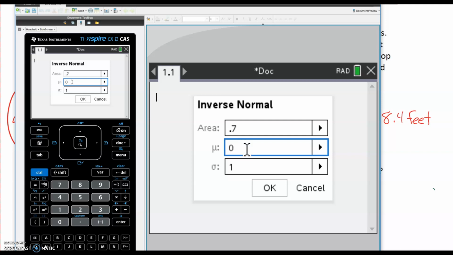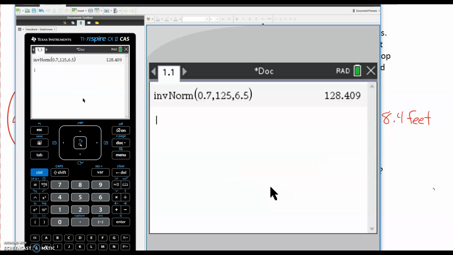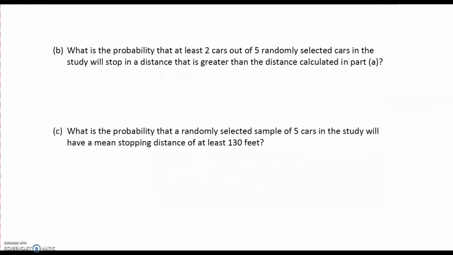But we can actually find the x value because we know the mu is 125 and the standard deviation is 6.5. And boom, there's 128.4 feet. Excellent. Let's take a look at part B. What is the probability that at least 2 cars out of 5 randomly selected cars will stop in a distance that is greater than the distance calculated in part A?